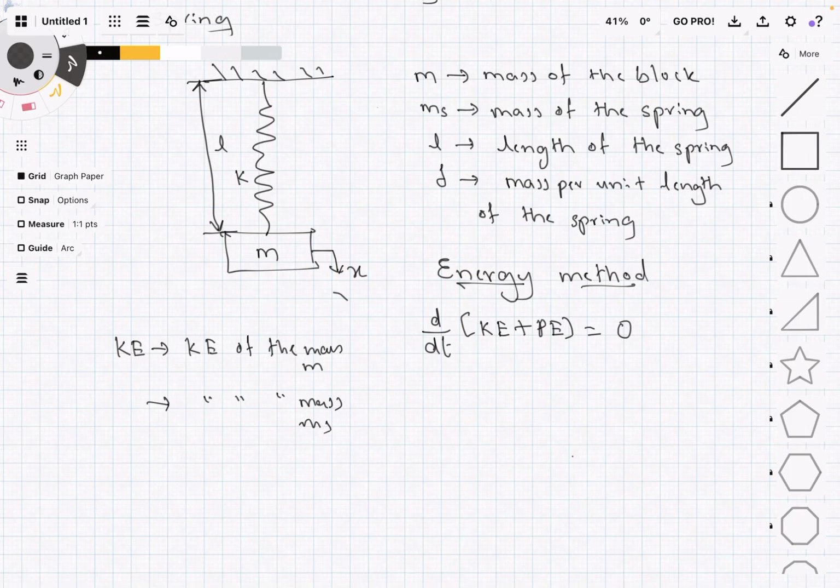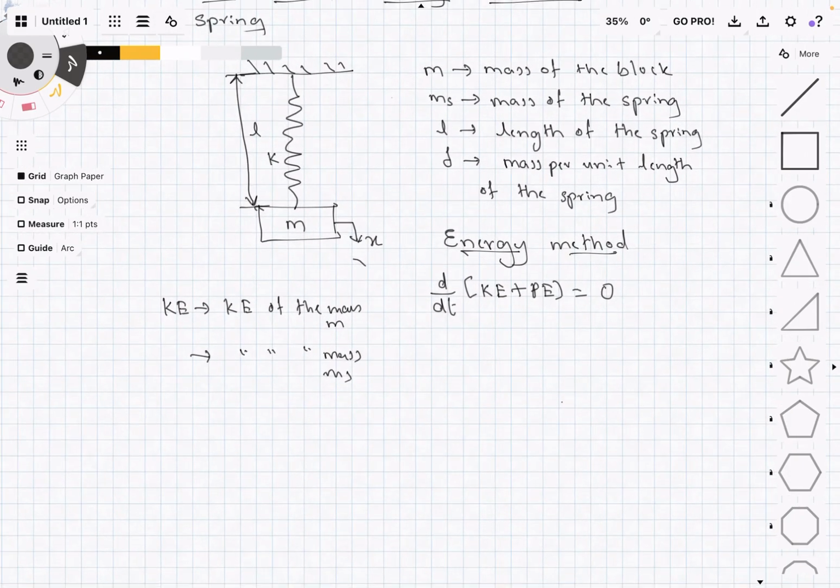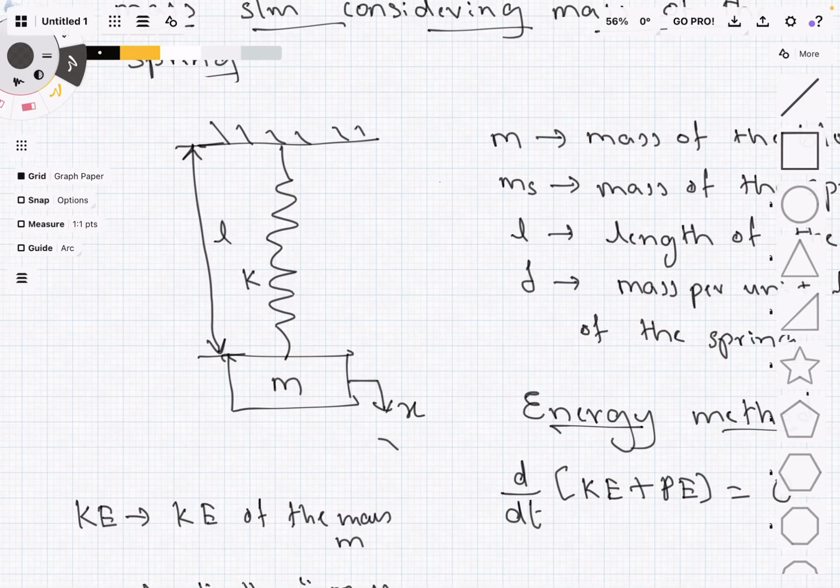So in this case, first we'll be finding out the kinetic energy of the mass m. We know that the kinetic energy of that mass will be half into m into x dot square, because x is the displacement and x dot will be the velocity. But there is a problem: how to find out the mass of the spring. For that, we will be assuming a small length dy at a distance of y from the fixed end.